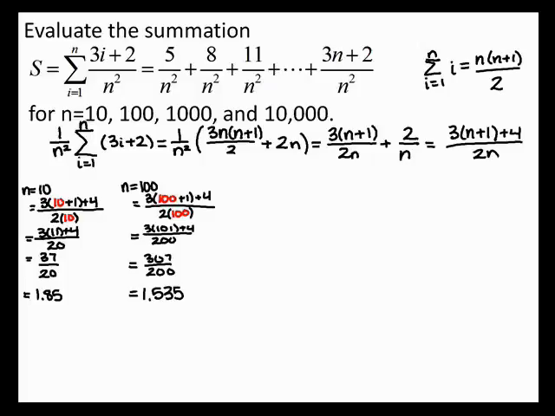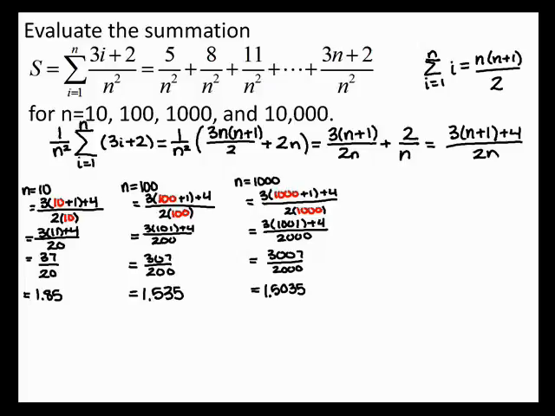To find the sum when n equals 1000, substitute 1000 into 3 times the quantity n plus 1 plus 4 divided by 2n. Simplify 1000 plus 1 and 2 times 1000. Simplify 3 times 1001 plus 4 divided by 2000. You find that the sum when n equals 1000 is 3007 divided by 2000, or 1 and 5035 ten-thousandths.